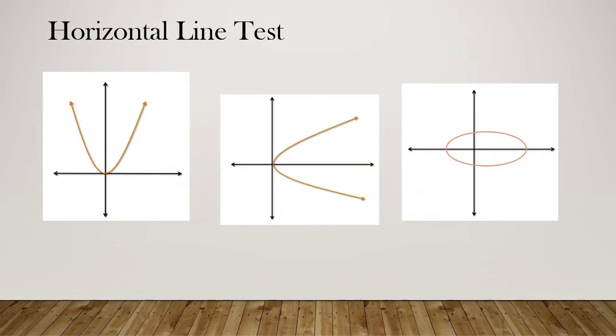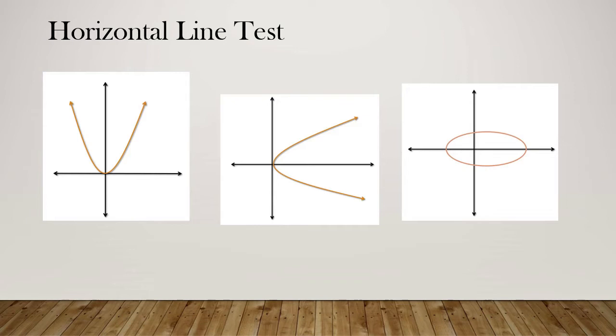Okay, next. One way of determining if a graph is one-to-one is through the horizontal line test. If the graph passes the horizontal line test, then the graph is a one-to-one function. So let us see if the first graph is a one-to-one function.